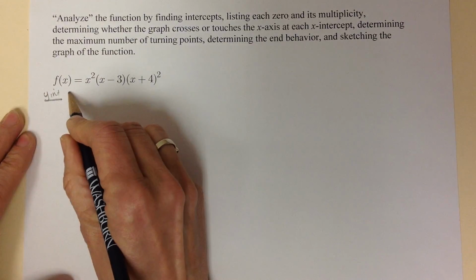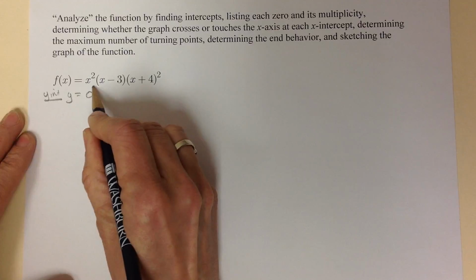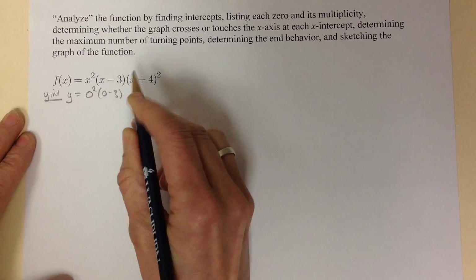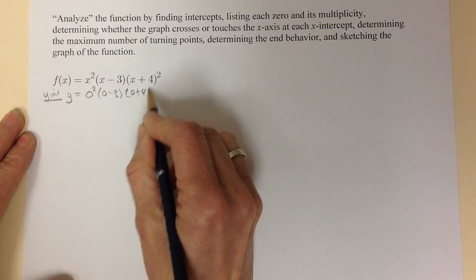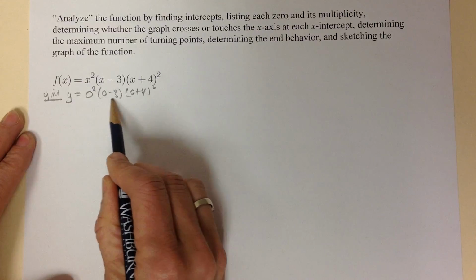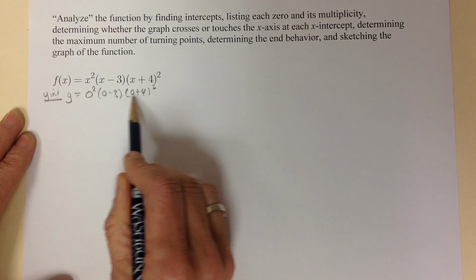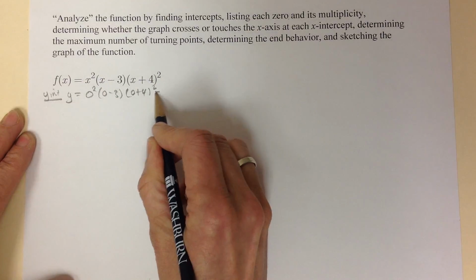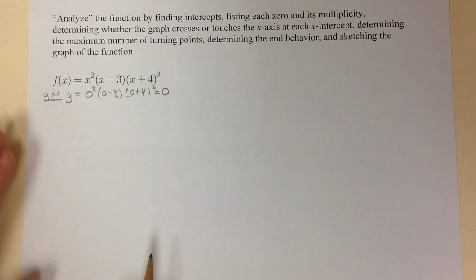Remember, the y-intercept is found by putting in 0 for the x. And here, I could evaluate the rest of this, but notice I'm going to end up multiplying by 0, so this is just going to come out to be 0.